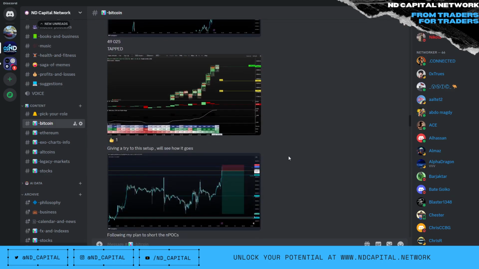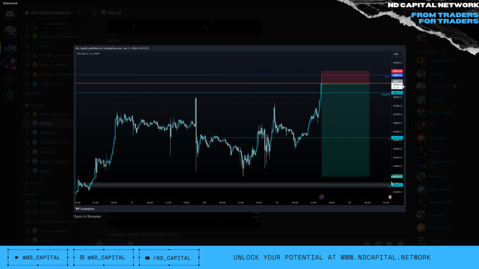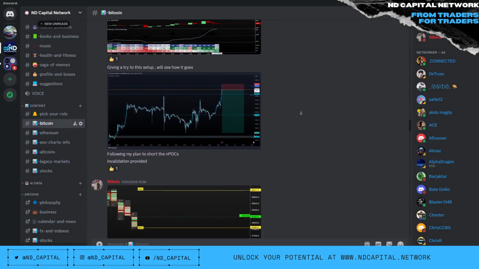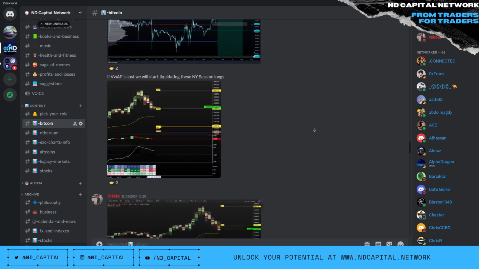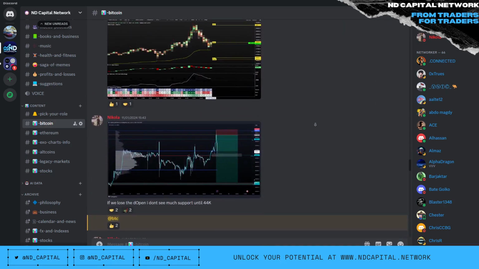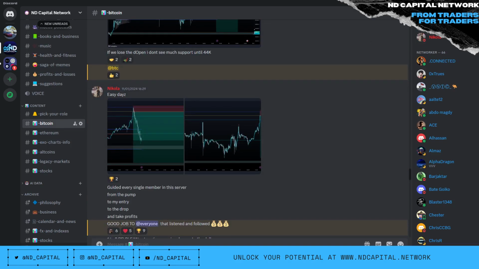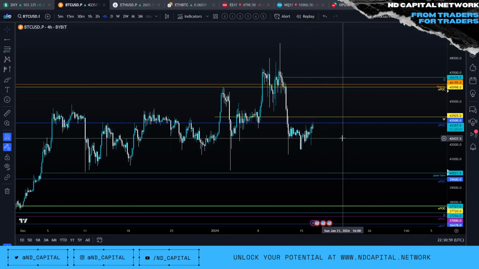49k, giving a try to this setup. As you can see, the perfect high, moving back down, all given on a silver platter. Easy trade, guys. Shorted the exact high. I believe it's going to be a swing trade.